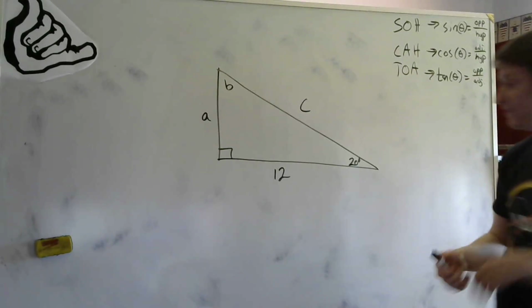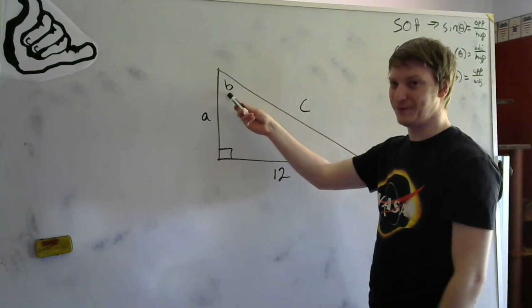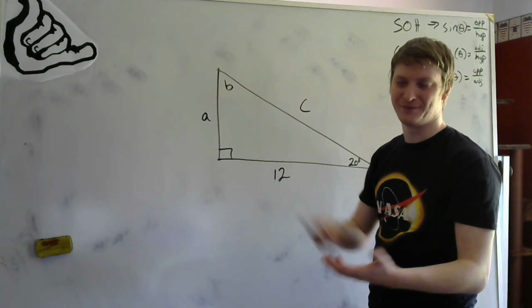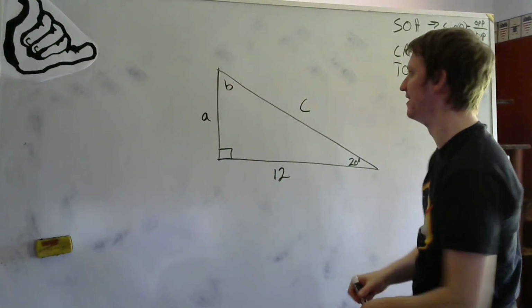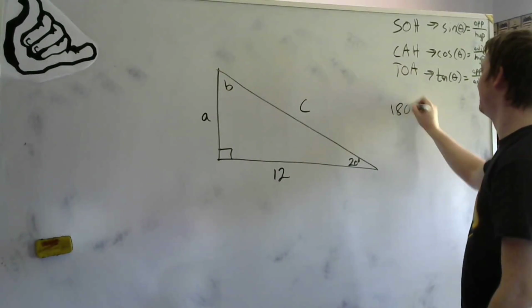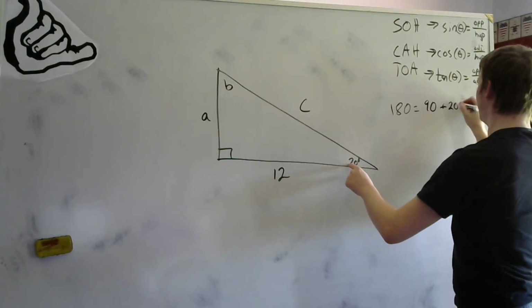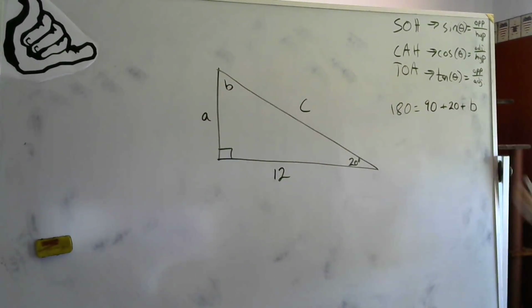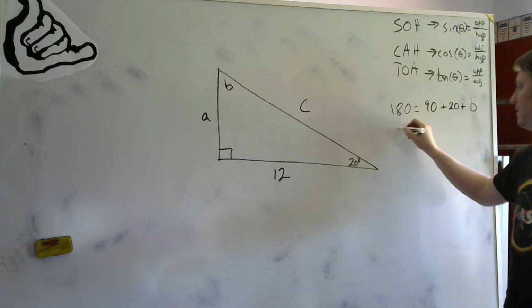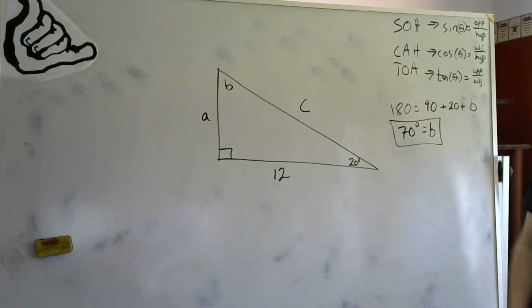To me, when I look at this, I've got a 90-degree angle and I've got a 20-degree angle. It sure is easy to figure out that last angle because they have to add up to 180. When I add all three of these angles together, I got to get 180. So 180 equals 90 plus 20 plus B. 90 and 20 makes 110. 180 minus 110 leaves me with 70 degrees. Done for B.